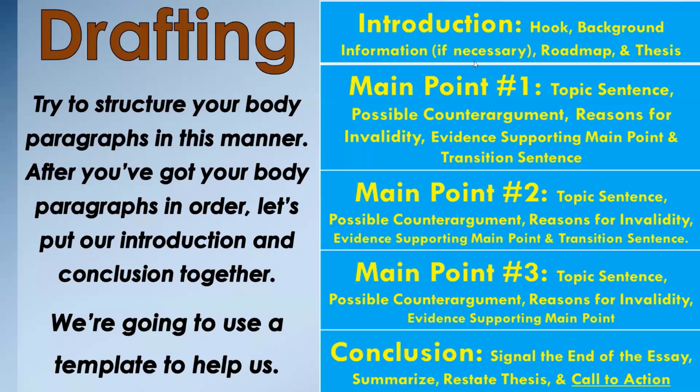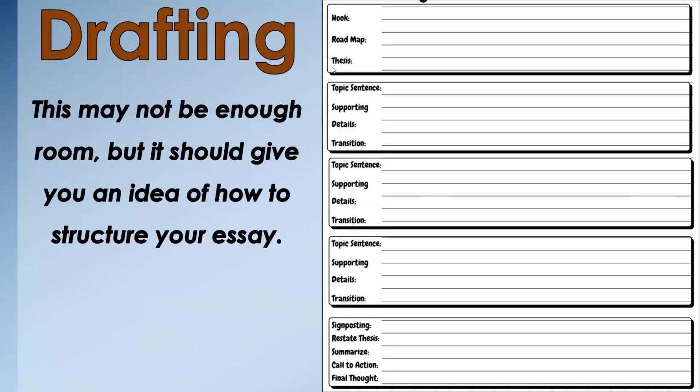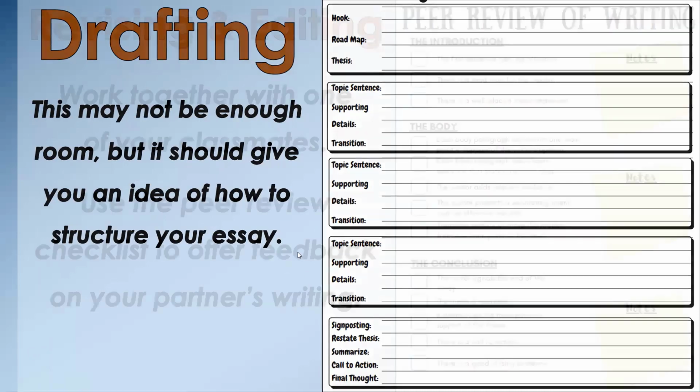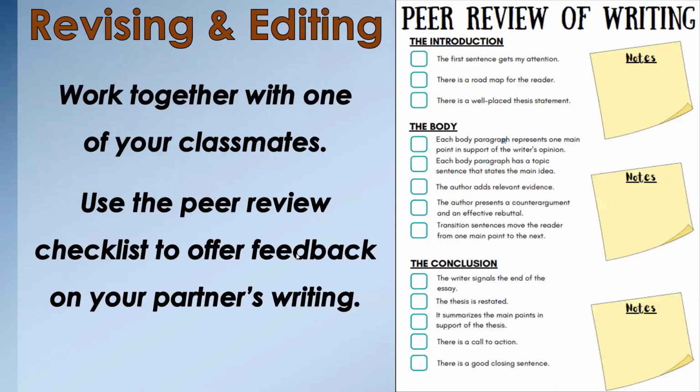Okay, so remember, you can structure this any way you like, but I think this is the best way when you're drafting your essay to present each main point in its own body paragraph and to present counter arguments and refutations in the same body paragraph. You can use a template like this to help you, though you don't have to. And I know that there's not a lot of room here, but this is just to help you organize your writing. And then finally, once you've written your essay, I want you to use this peer review of writing template.